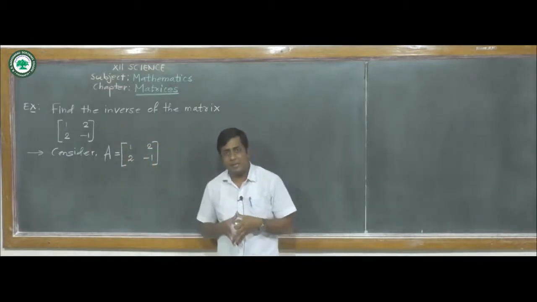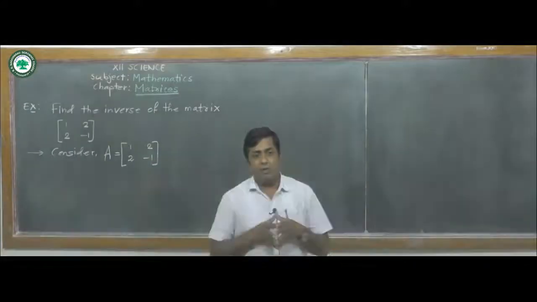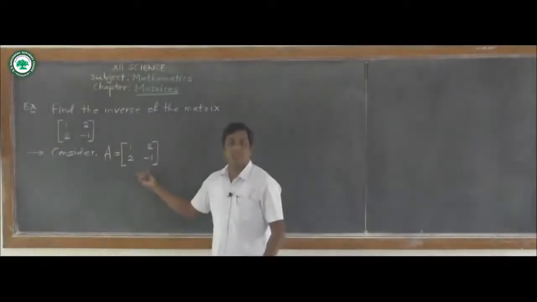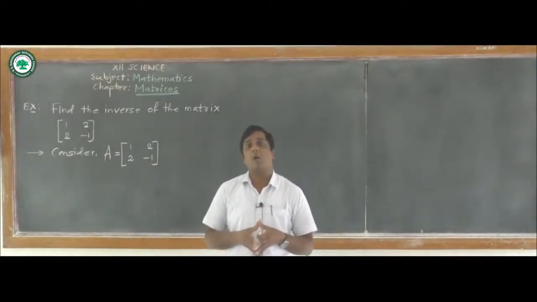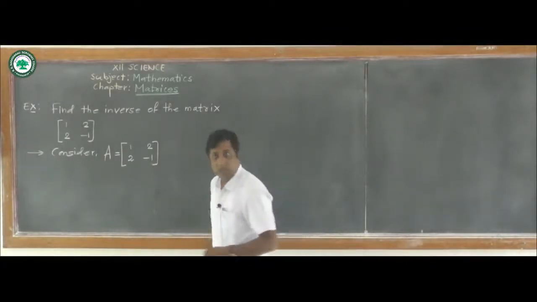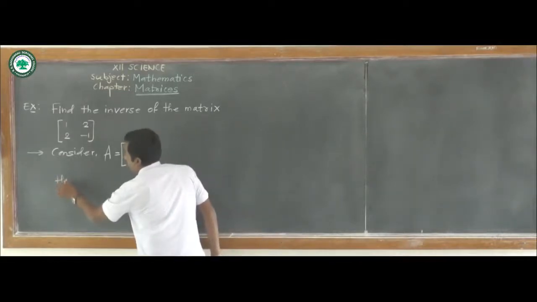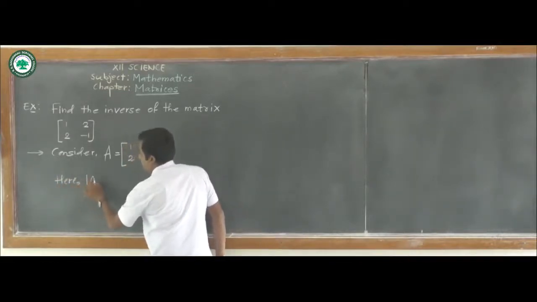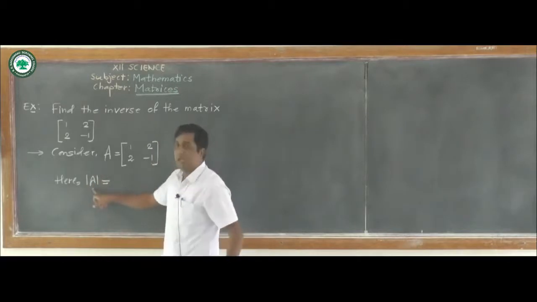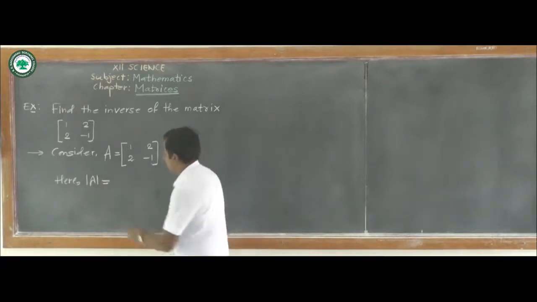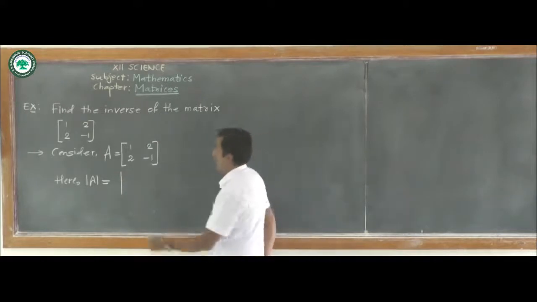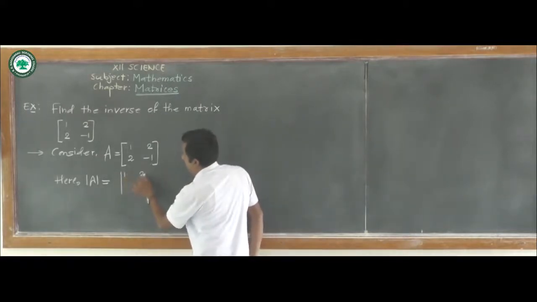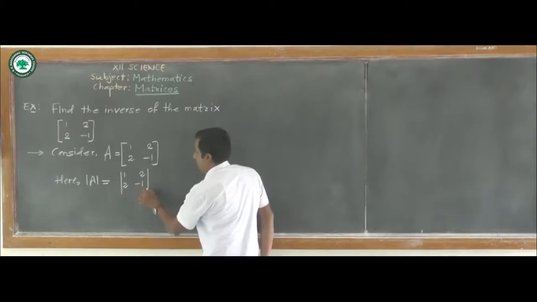Now in next step we see here inverse of matrix is exist or not, and to check this we consider determinant of given matrix A. So here determinant of given matrix A is denoted by using the notation like this. Then inside the two vertical bars we have the elements here 1, 2, 2 minus 1.